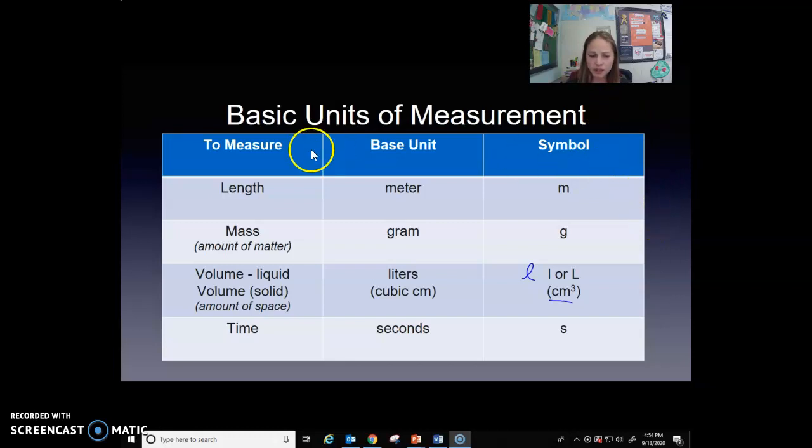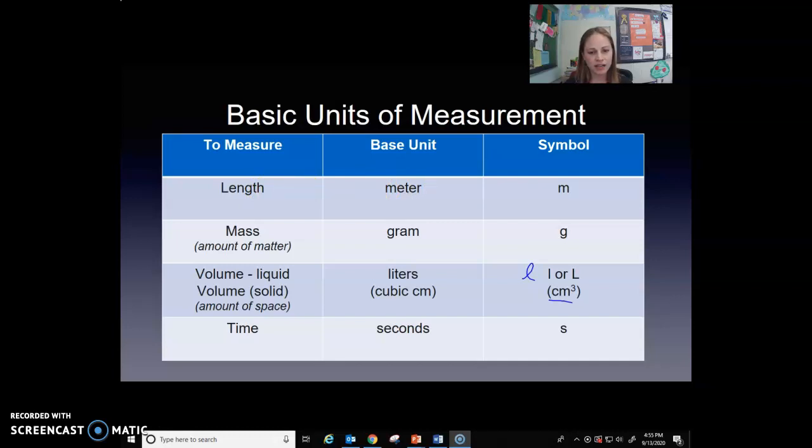Okay, so here are our basic units of measurement. If you want to pause me here and write down this table, it would probably benefit you. So like I said, we're focusing on these 4 things: length, mass, volume, both liquid volume and solid volume, and then time.